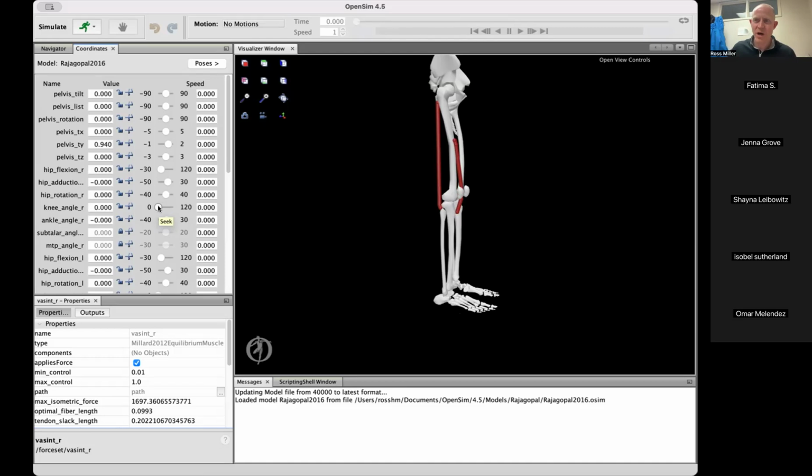If I want to stretch my quadriceps, I flex my knee. If I want to stretch my hamstrings, I extend my knee, right? So the kinematics of our joints can map anatomically to the kinematics of our muscles, okay? Now, let's extend this to the speed of motion.